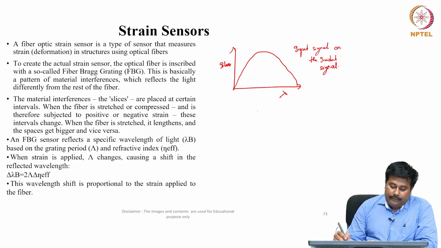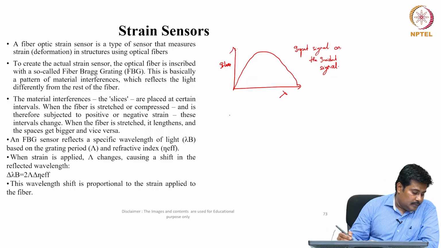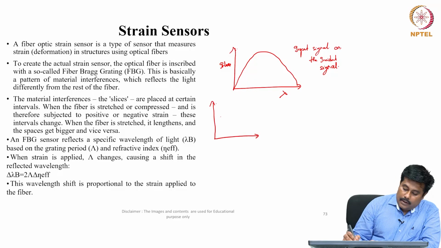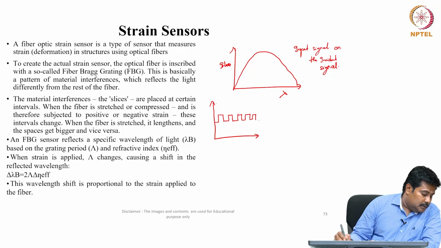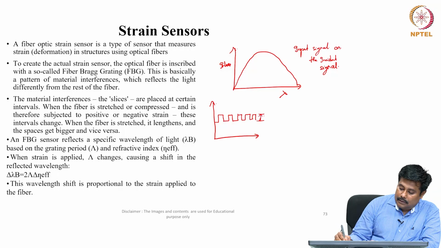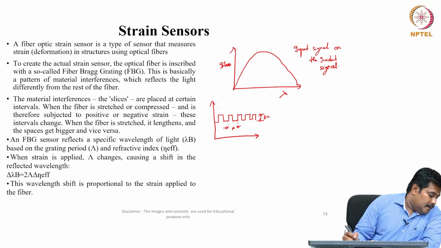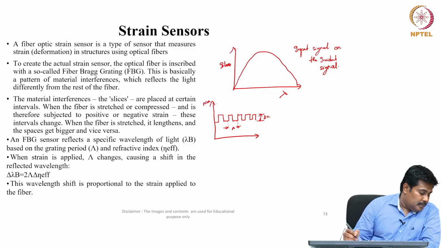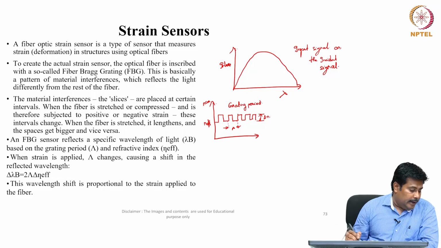So, if we try to quantify the grating period, this is del N, A, N core and N effective, grating period.